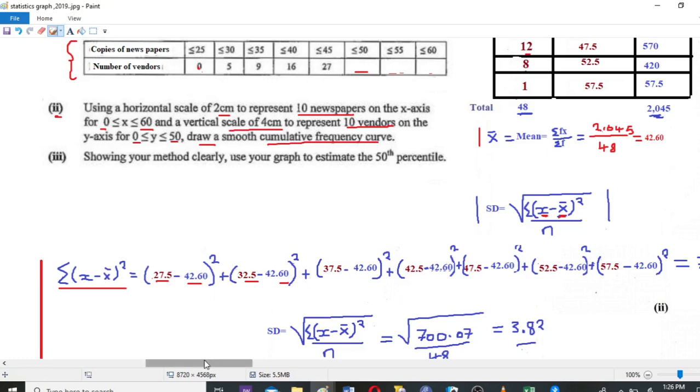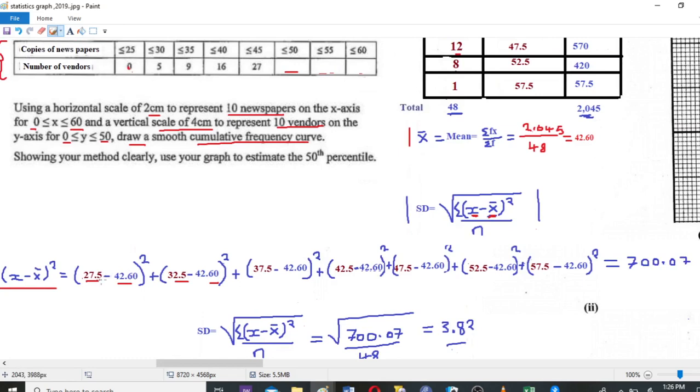So let's see what we are getting here. We have the first x value minus the mean squared, plus the second x value minus the mean squared, plus the third x value minus the mean squared, and this goes on. When you sum up, you are going to get 700.07 as the sum.